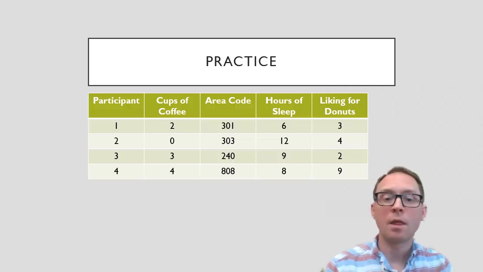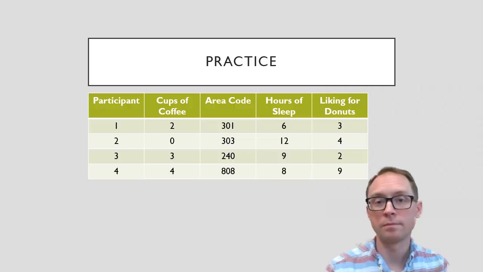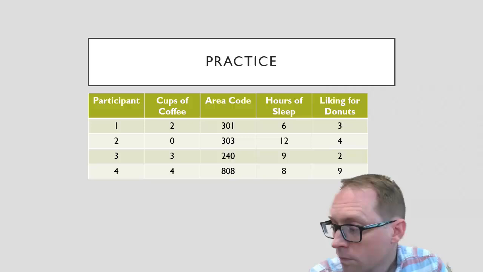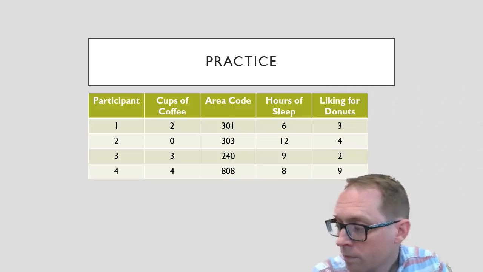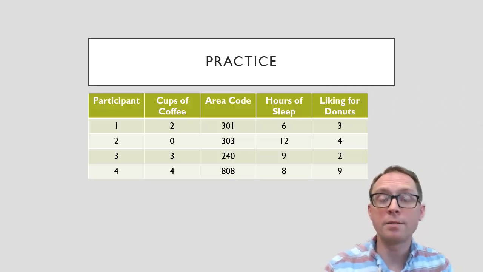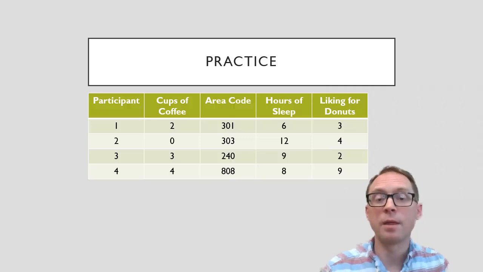Which of these variables is categorical? Area code is categorical because categorical variables are nominal. Those are the same thing for us. They're the same thing. Nominal, categorical, for us, they're the same thing. Which of these is continuous?